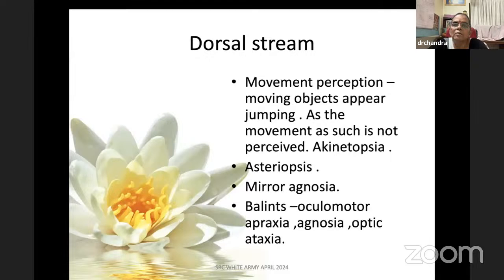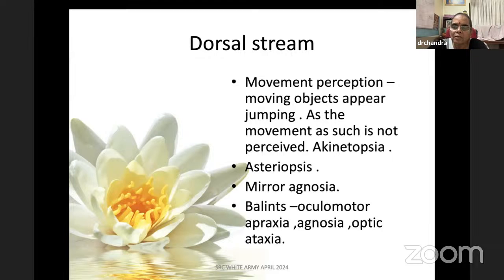And dorsal stream is movement perception, and moving objects appear jumping. So if the movement perception fails, then the object was here, then the object is here. The movement is not perceived. So you think that the object jumped from here to there. So movement is perceived as jumping when there is a movement perception failure. As the movement as such is not perceived, that is what is akinetopsia. As I told you, you may think it jumped or some devil moved it.